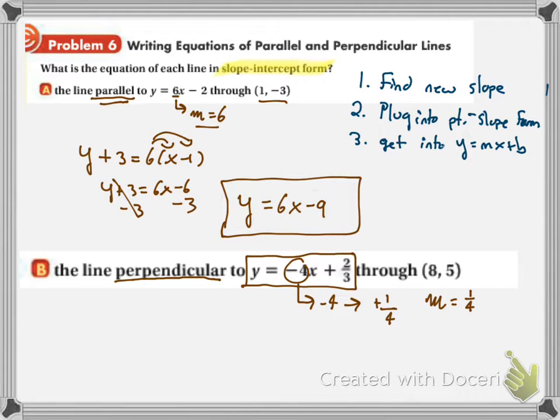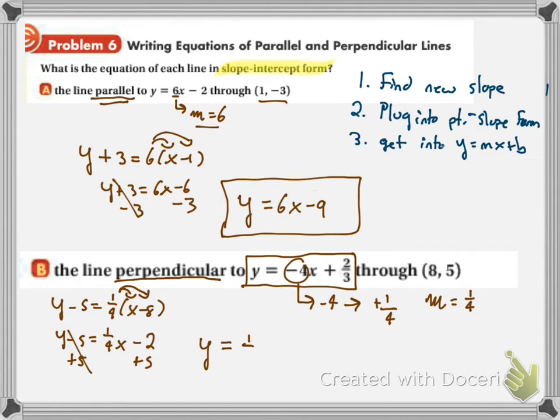Now, same thing, I'm going to plug it into point slope form. Y minus 5 equals 1/4 times x minus 8. Same steps, I'll distribute out and then bring the 5 over. So I'm left with the final equation. Y equals 1 over 4x plus 3.